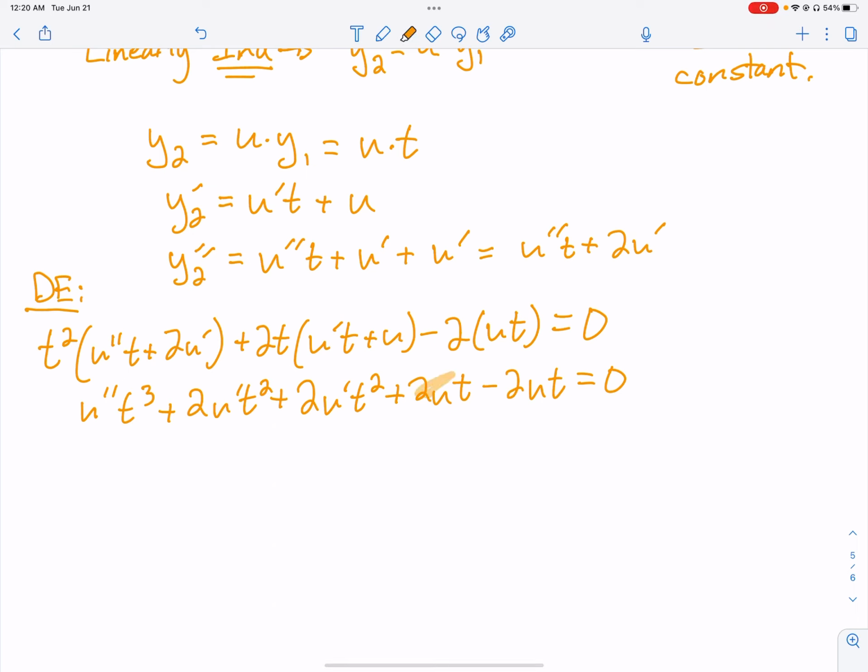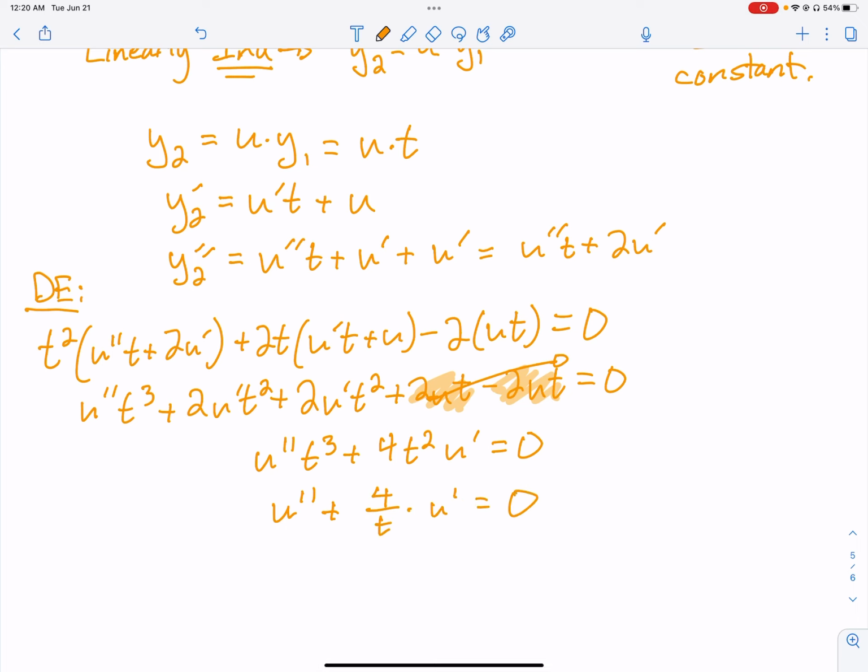All right, let's highlight things that are going to go away. Those are gone. Is that it? I think so, and we can add those two together. So we got u double prime t to the third plus, let's put the t squared first, and we get 4 of those now, right? 4t squared u prime equals 0. These are gone. All right, so I'm going to do one last step here. I'm going to get the u double prime by itself, which gets me 4 over t times u prime. And then the 0 on the right still remains 0.